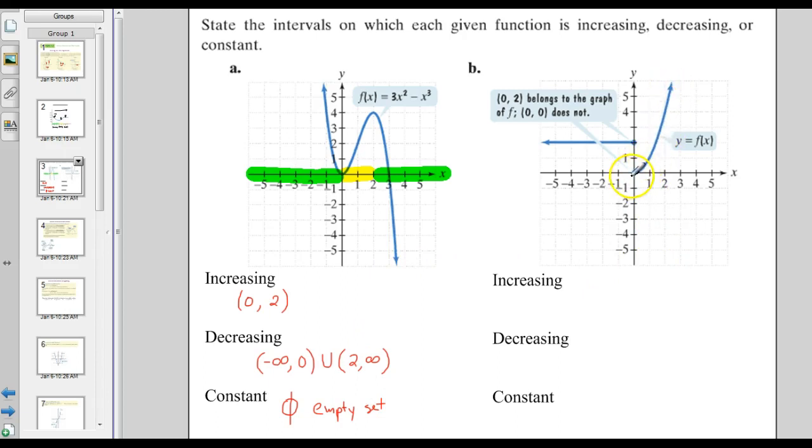Alright, here, increasing. This thing is increasing from the point 0, 0 all the way through. So it's increasing from 0 to infinity.